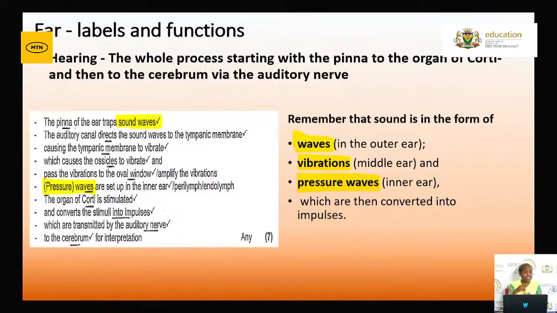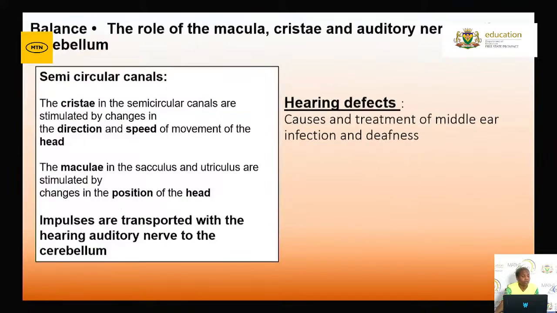And then in the middle ear, please remember that we talk about the vibrations. You are not allowed to talk about the sound in the middle ear. Now you have to talk about the vibrations, that the ossicles will vibrate. And then in the inner ear, we are now talking about the pressure waves, not the sound or vibrations in the inner ear.